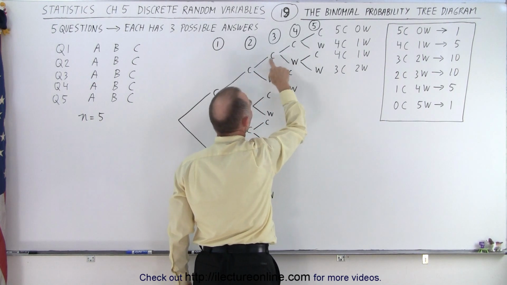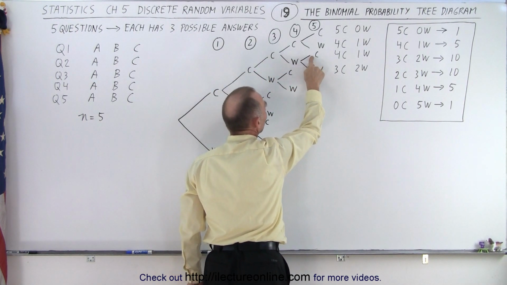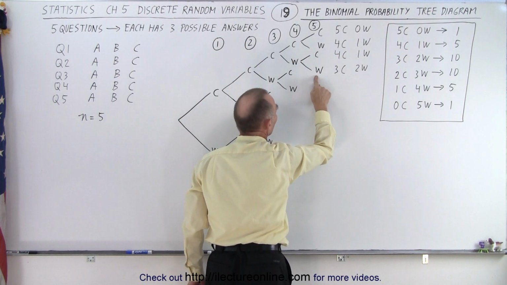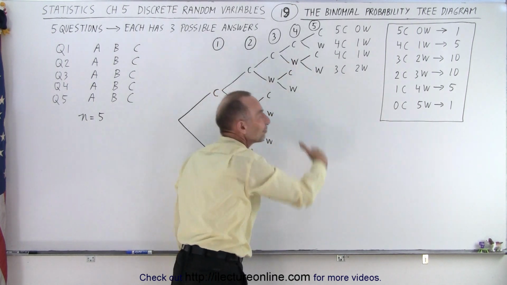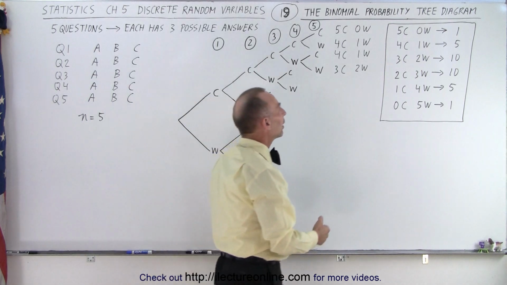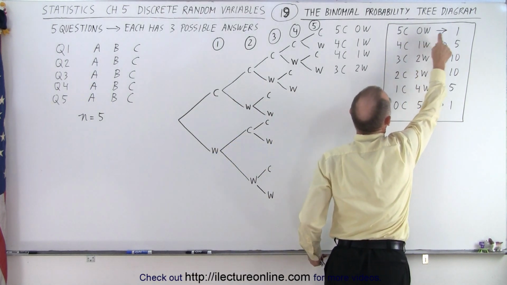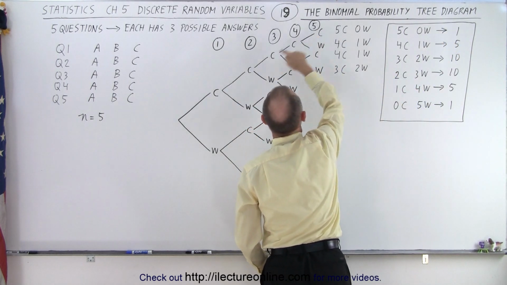Or if we come in this path, we have 3 correct, and then we have 1 wrong, then we have 1 correct again, we have 4 correct and 1 wrong. Or if we pick the wrong answer for the last one, we have 3 correct and 2 wrong, and so forth. And if we do that for all the various combinations, eventually we'll find out that we end up with the probability of getting 5 correct and 0 wrong.